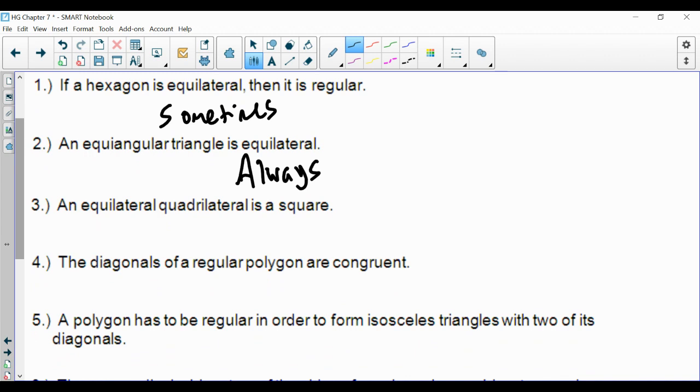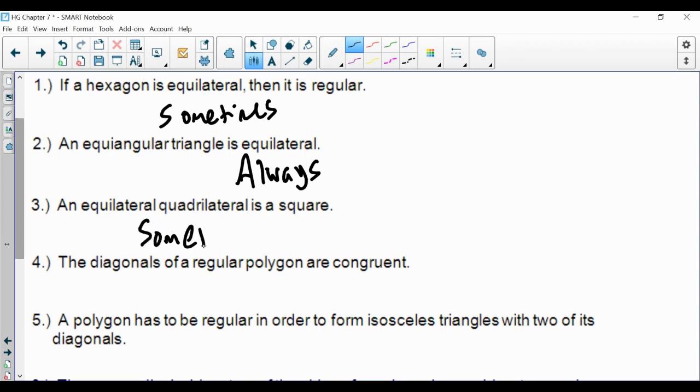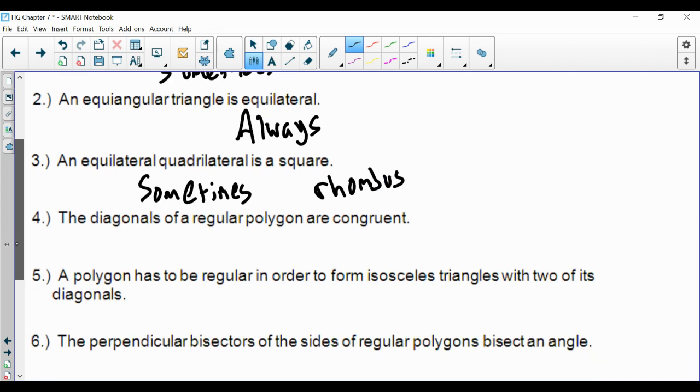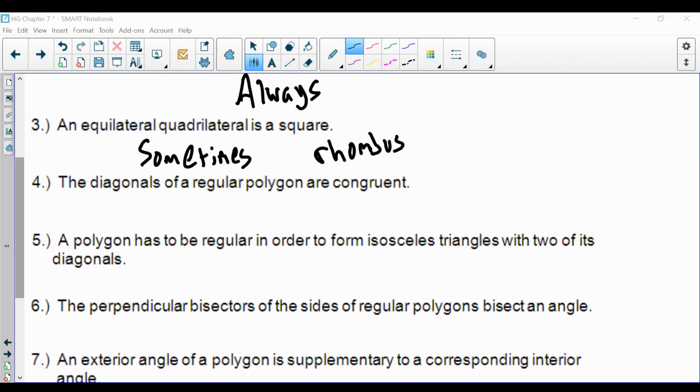Now here, an equilateral quadrilateral is a square. Well, we just spent a lot of time with quadrilaterals. Equilateral, meaning all the sides are the same. Well, this is sometimes true, because a square is definitely an equilateral quadrilateral, but so is a rhombus. And a rhombus is not always a square. So I can draw an equilateral quadrilateral that's not a square. All right, the diagonals of a regular polygon are congruent.